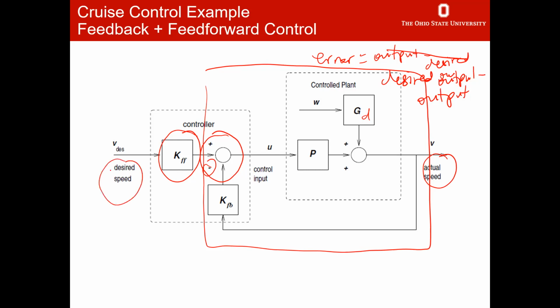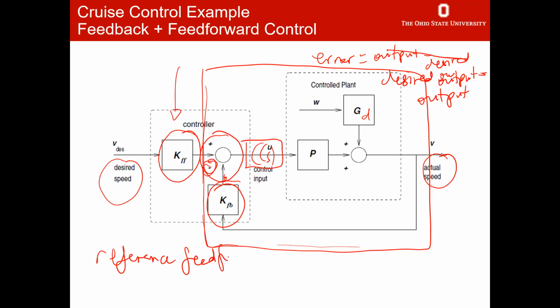So desired output is here. This is my actual output. I have a minus sign here because of this right here. Okay. So that's why we call this negative feedback. And this whole thing is the feedback loop with my controller, which I can put here or here. It doesn't matter. I can also put it as a feedback controller here. There are a lot of different places I can put it, but this is outside that loop. And I call this reference feed forward control. There are two ways of doing this. This is reference feed forward control.